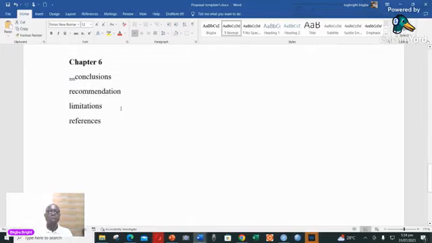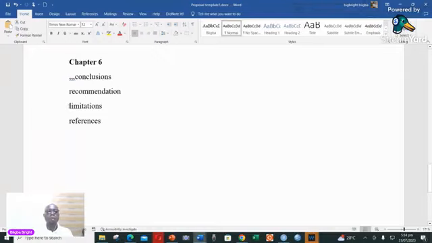Then, if the conclusions are many, let it be based on the objectives, as to whether the objective was achieved or not. Then you can use the conclusion section to do that. Then you make recommendations for further research work. Maybe in the course of the work, you've noticed that there are some things that can be added or can also be investigated. Maybe where you have stopped, somebody can continue from there.